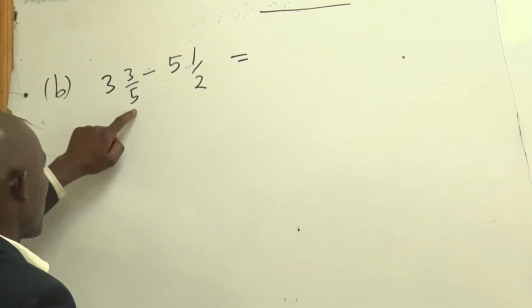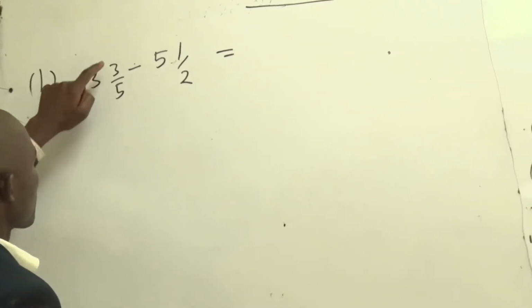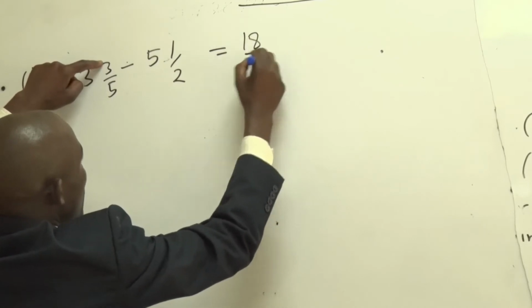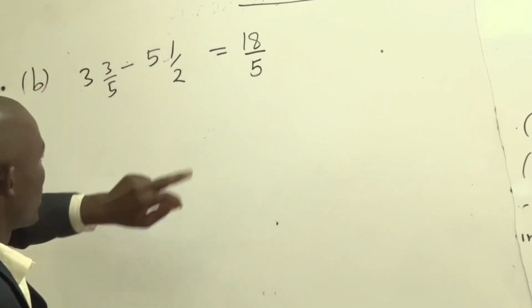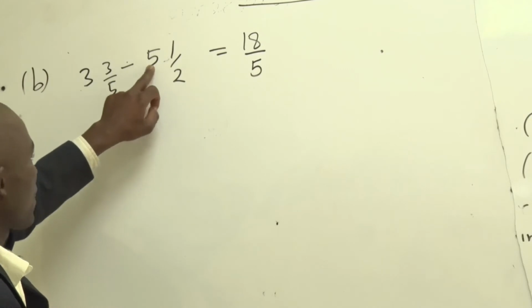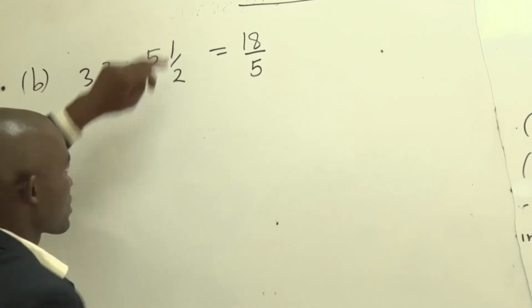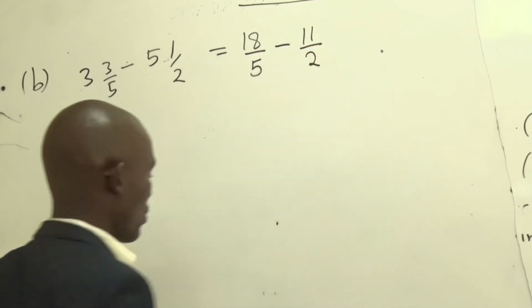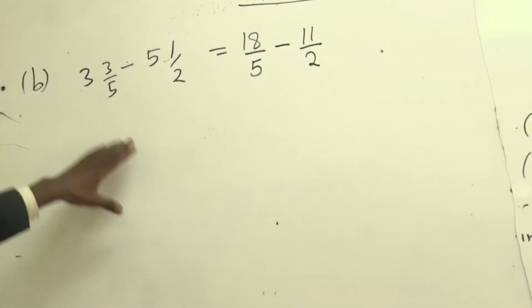Remember we said you turn this one into an improper fraction, whereby 3 times 5 is 15, plus 3 gives 18. So it will be 18 over 5. The next one will be 2 times 5, which is 10, plus 1 gives 11, so 11 over 2. So we have written these numbers as improper fractions.